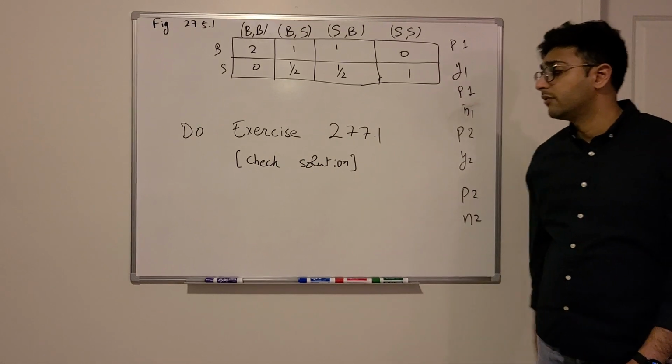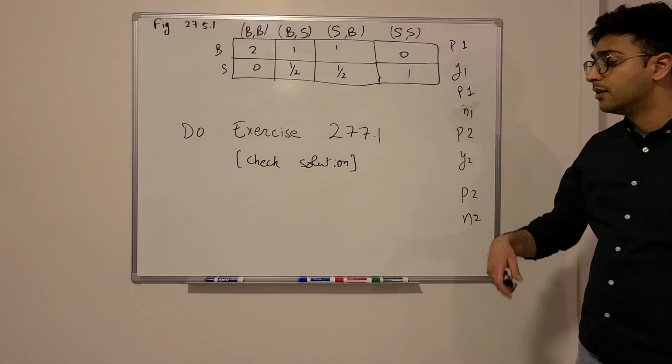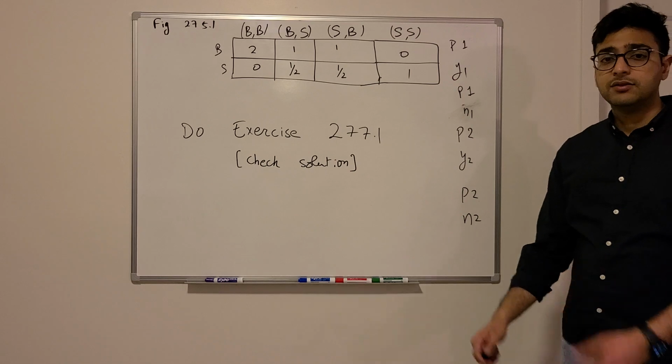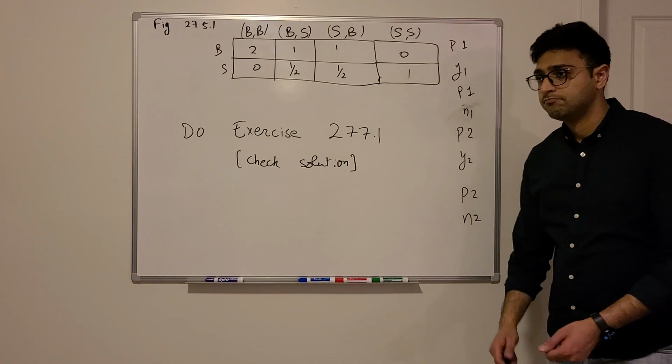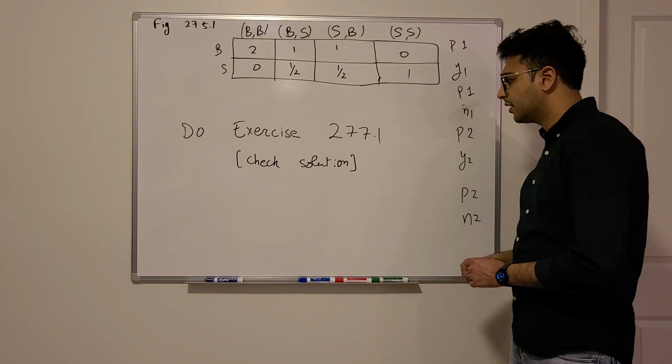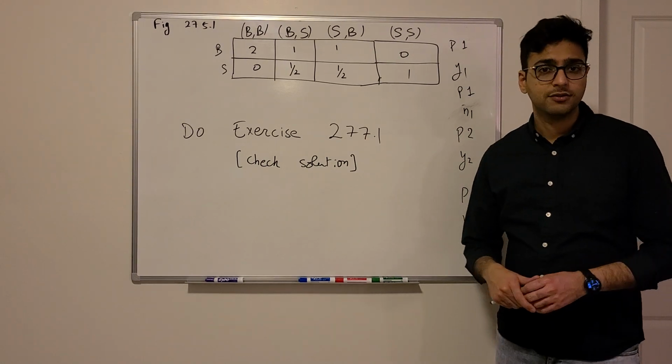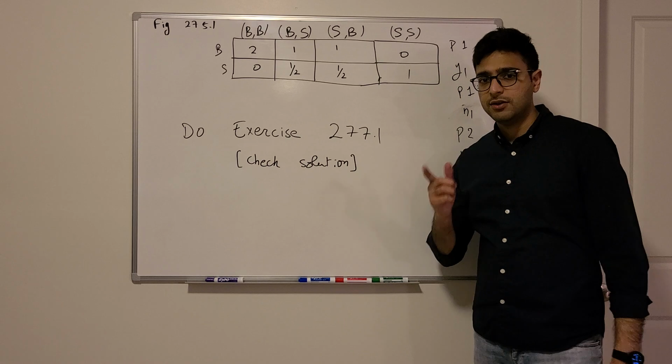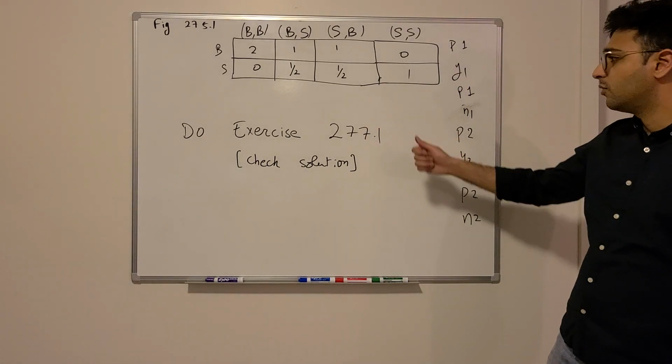Do exercise 277.1. That's basically this. The solution is given in the solutions booklet that is already uploaded on Canvas, so you can take a look at that for inspiration. Alright, I'll see you in video 5, and I want to see all 4 matrices here.